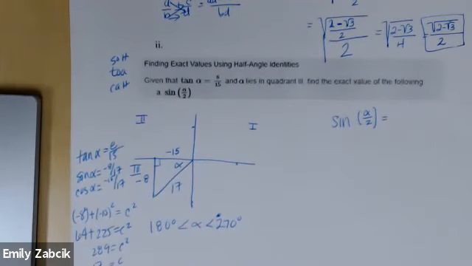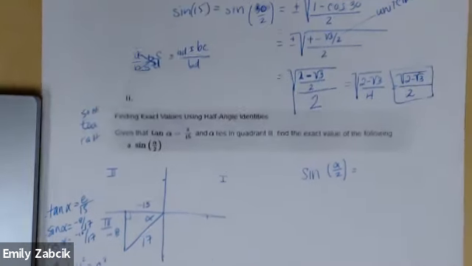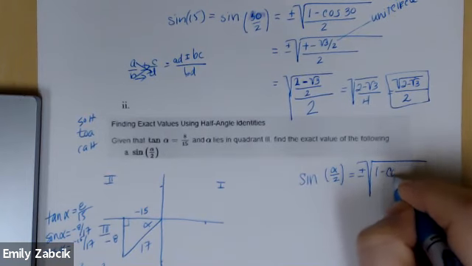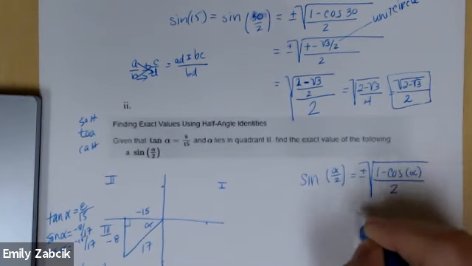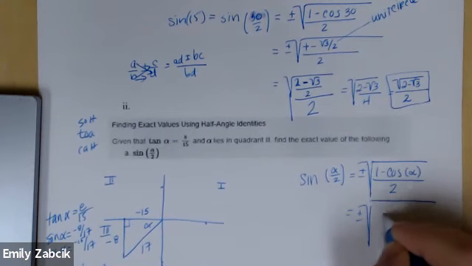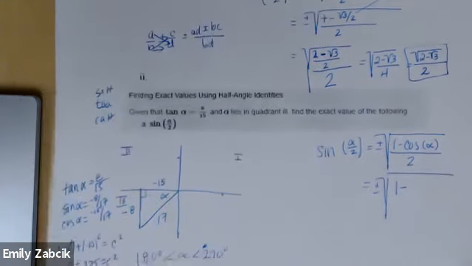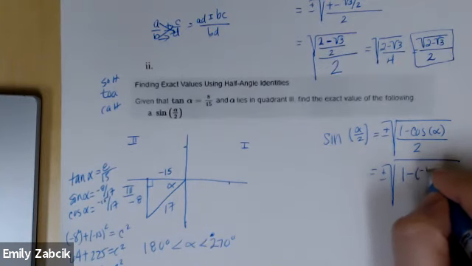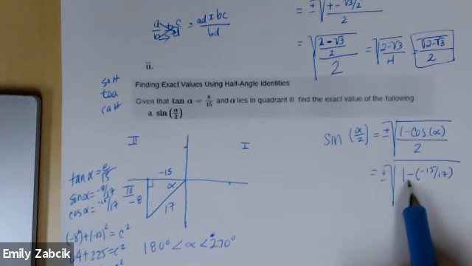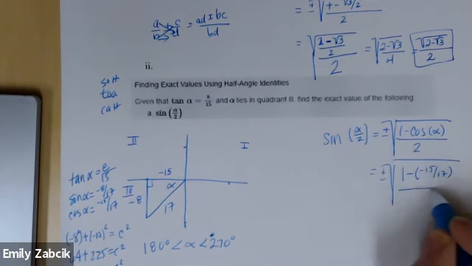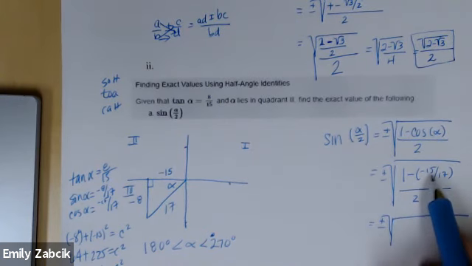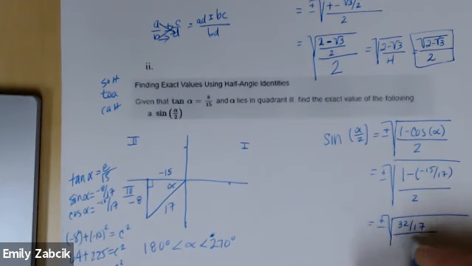So let's consider. If I want to do sine of alpha over 2, that's going to be equal to plus or minus the square root of 1 minus cosine alpha over 2. So it's going to be 1 minus cosine of alpha, we found that over here, is -15 over 17. Be careful, there's a negative from the formula and a negative from your ratio over 2. And then 1 minus -15 over 17 gives me 32 over 17.